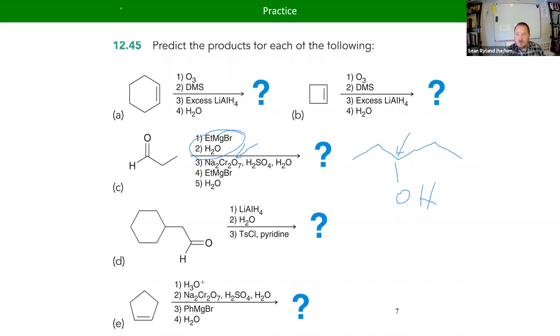So your secondary alcohol is going to get turned to a ketone after step three. And then we have another Grignard reagent. That's a good way to take an aldehyde and turn it all the way to a tertiary alcohol: add a Grignard reagent, reoxidize it, add another Grignard reagent, and we're going to add a second ethyl group.